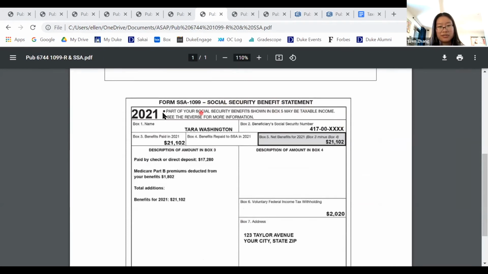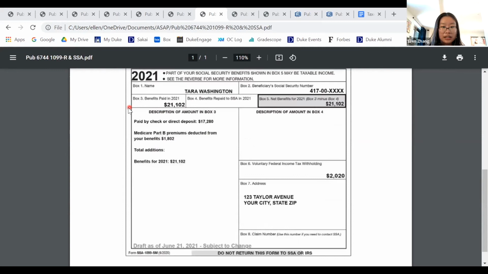It looks a little bit different than all the other forms that we've seen so far, but it has the same basic function. So we get benefits paid in 2021 in box 5, which is the bolded box here, the total net benefits paid, which is usually the same as box 3, but sometimes in box 4, we'll have benefits repaid if they were overpaid in previous years.